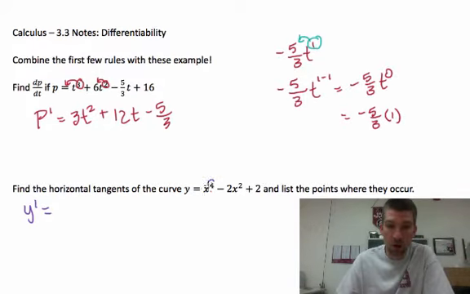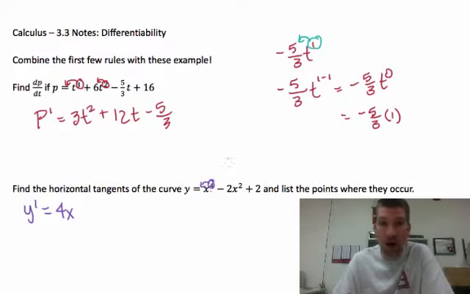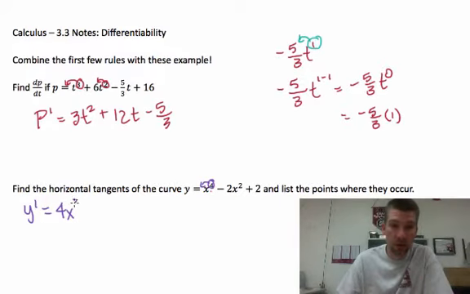Well, 4 times 1, that's 4. And then 4 minus 1, that's my power, is 3. Minus 2 times 2, well, that's going to be 4. And then x squared is just x. Okay, again, no problem. And then 2 is just going to be 0. So here's my derivative. And now the question is, find all the horizontal tangents.